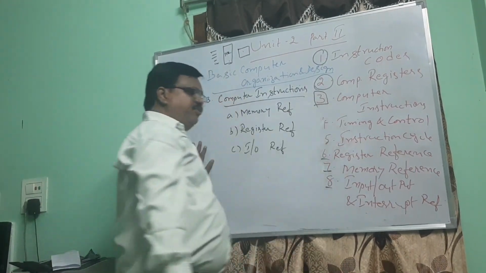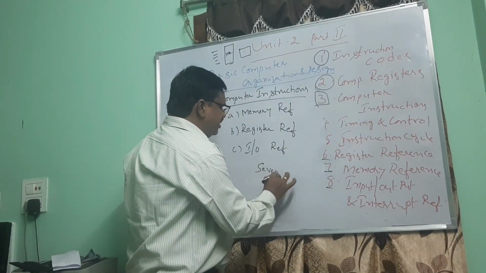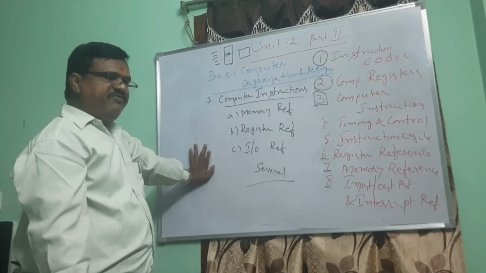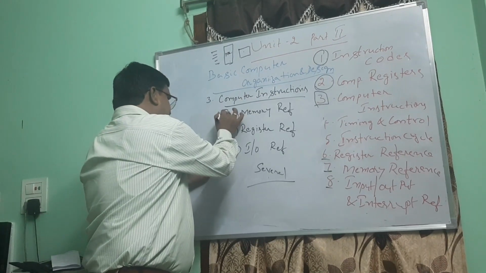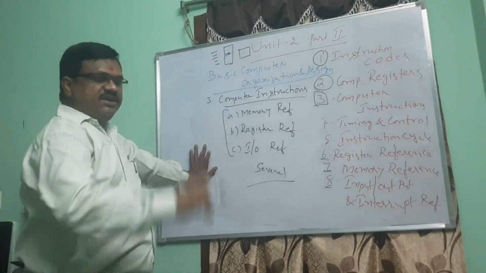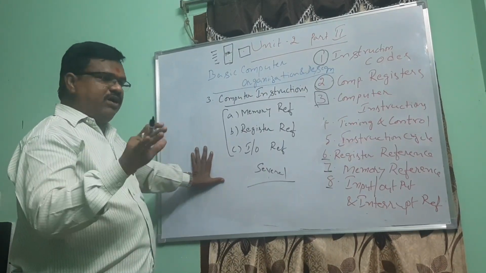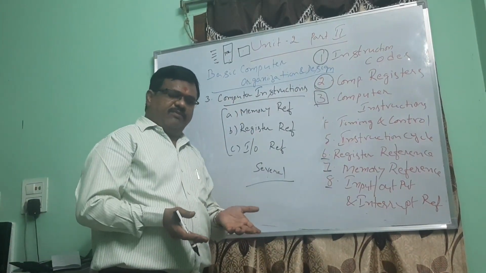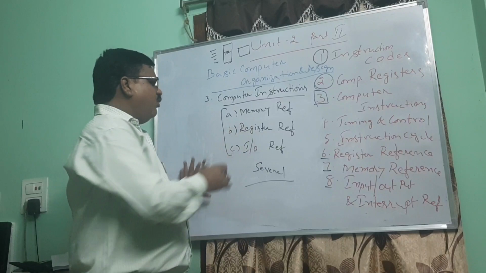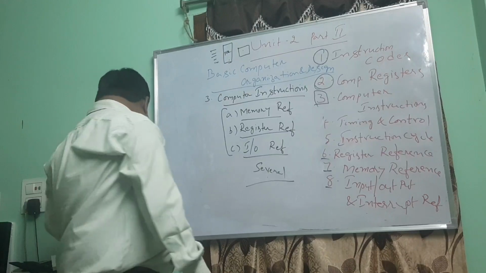in these computer instructions, there are several instructions fetched in a computer to perform different tasks. And based on different criteria, all those instructions are broadly categorized. Of course, why I am using the word broadly is that there may again be subtopics in memory reference and register reference. But the broad categories are only 3: memory reference instructions, register reference instructions, and IO reference instructions.